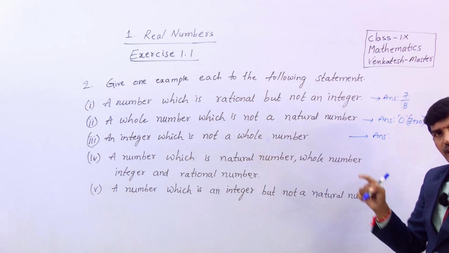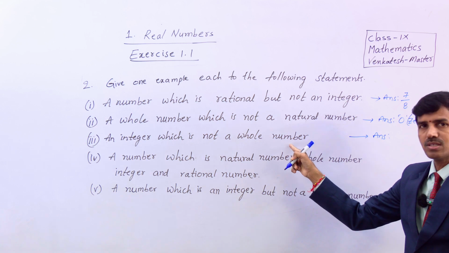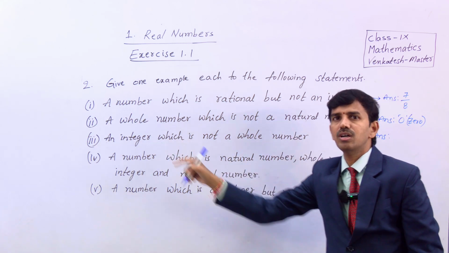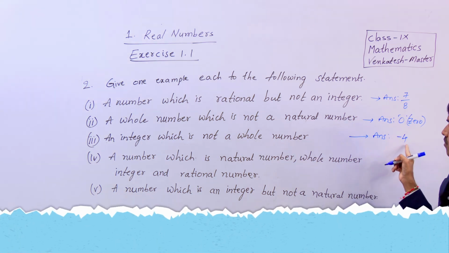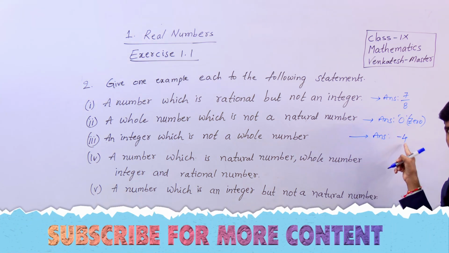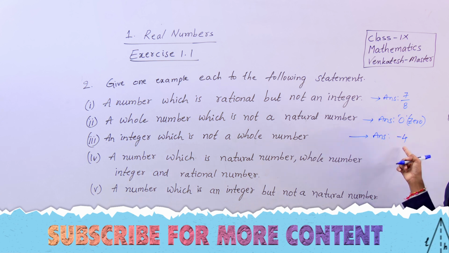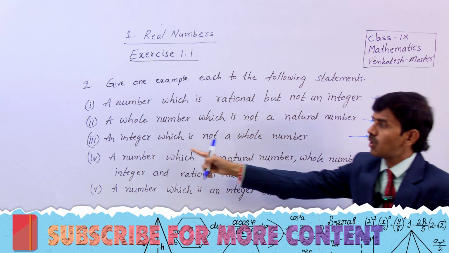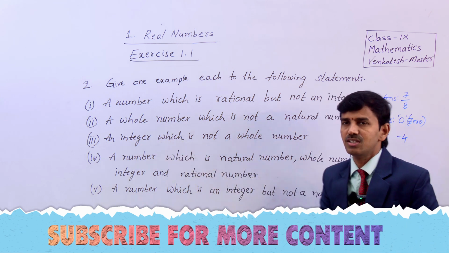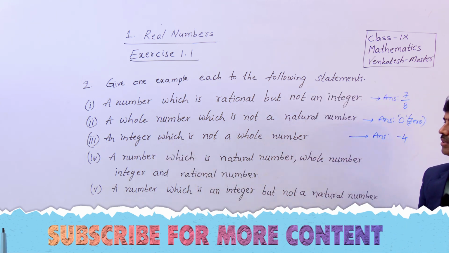From 0 onwards, if you take any numbers, they become whole numbers. But if you consider a negative number, like minus 4, minus 10, minus 11 or minus 100, minus 1000, any number we can write, if it is negative, it becomes only an integer which is not a whole number.